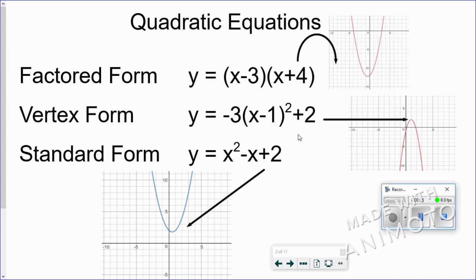And also, standard form here is nice because it always gives us the C value, always gives us the y-intercept. So that's why it's crossing here at 0, 2 at the y-intercept.